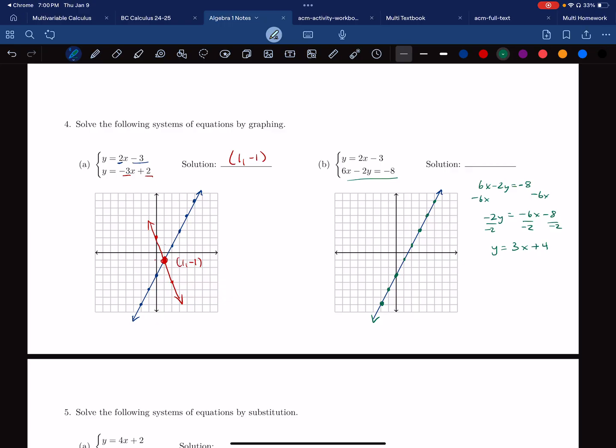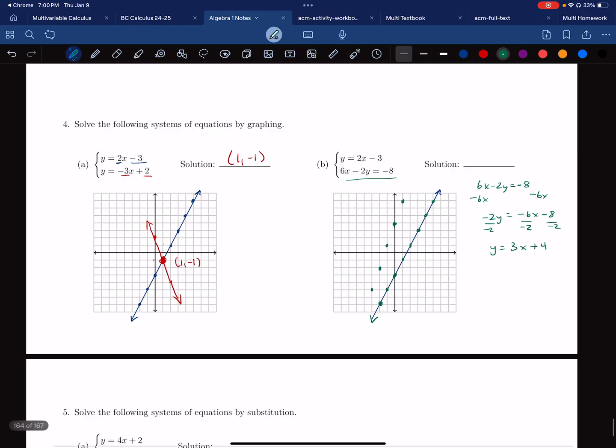Okay, so then I'm going to go down. I'm going to go up to 4: 1, 2, 3, 4. I'm going to go up 3 over 1. Well, it looks like that's probably not going to be great. So I'm going to go down 3 over 1. Down 3 over 1. Down 3 over 1. And it looks like it's going to go off the page.